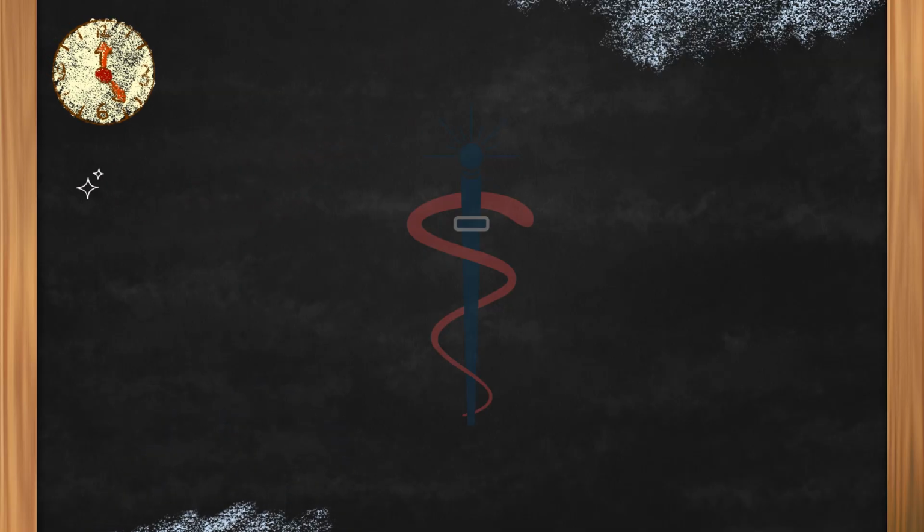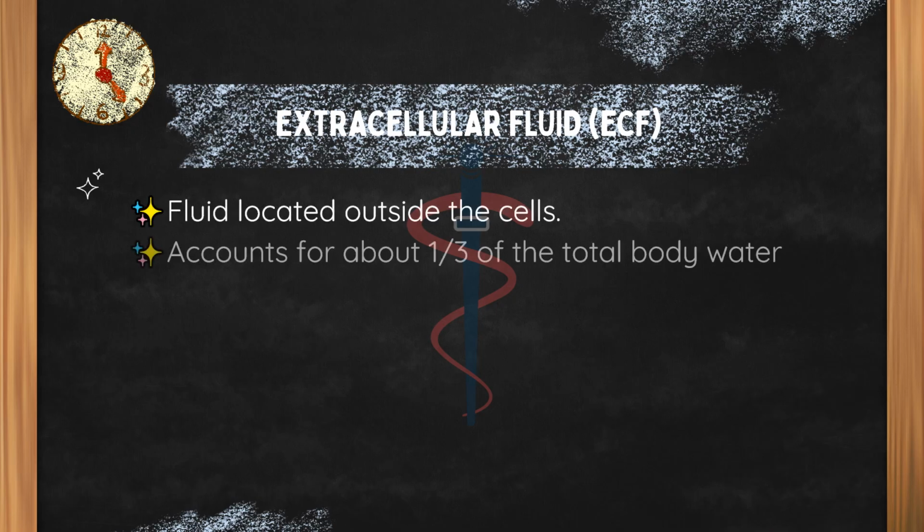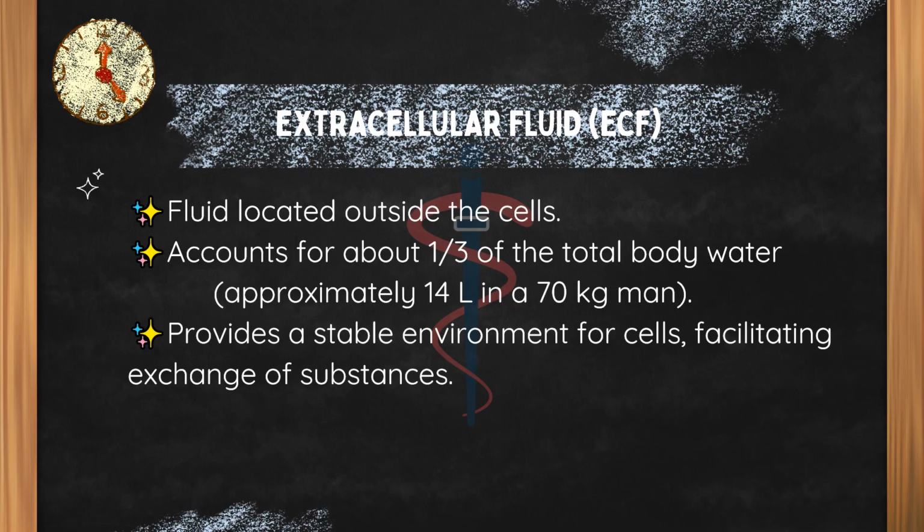Now, let's move to the extracellular fluid. This is all the fluid outside the cells, making up the remaining 1/3 of the total body water, approximately 14 liters. The ECF acts as the intermediary, providing a constant environment for our cells.